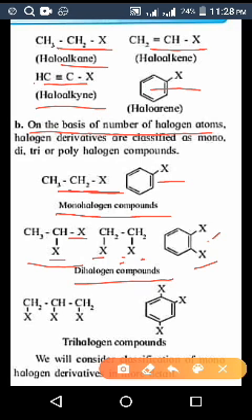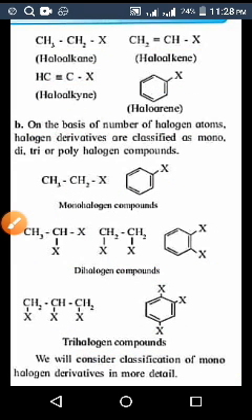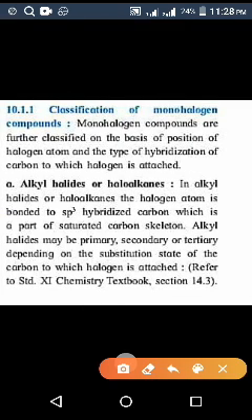The first example is geminal dihalide and the second example is vicinal dihalide. Geminal dihalide means the halogens are attached to the same carbon, and vicinal dihalide means the halogens are attached to neighboring carbon atoms. The third type is the trihalogen compound, in which three hydrogen atoms are replaced by three halogens. They are known as trihalogen compounds. In this chapter, in detail, we have to consider monohalogen derivatives. Therefore, see the classification of monohalogen compounds.